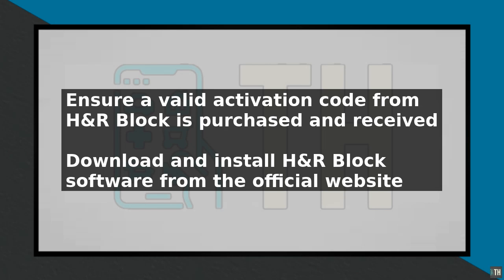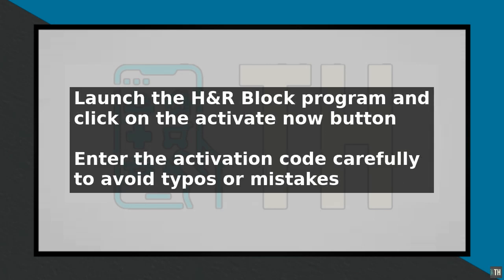Once the software is installed, launch the H&R Block program and click on the Activate Now button. You will be prompted to enter your activation code, which is typically a series of numbers and letters. Carefully enter the code, making sure to avoid any typos or mistakes.